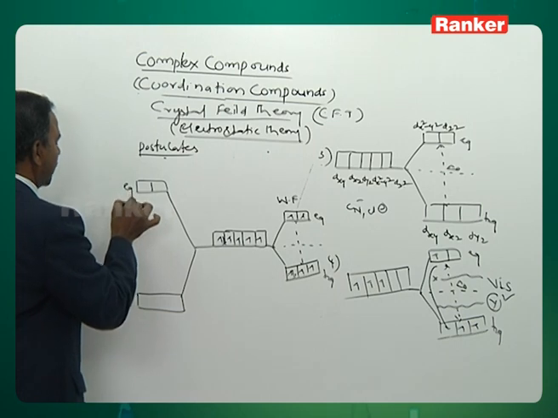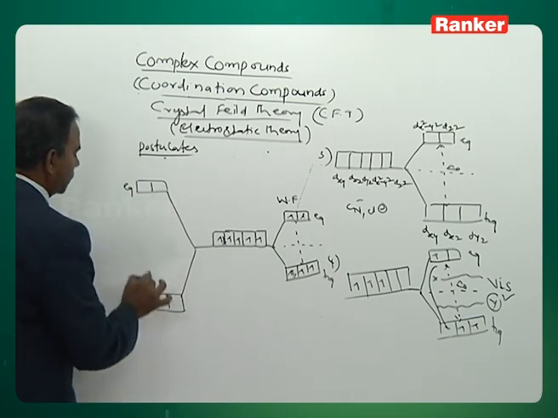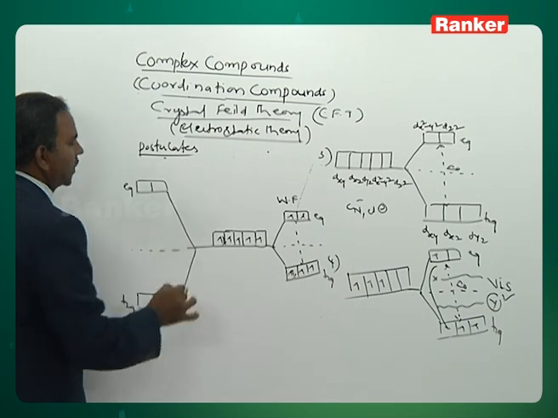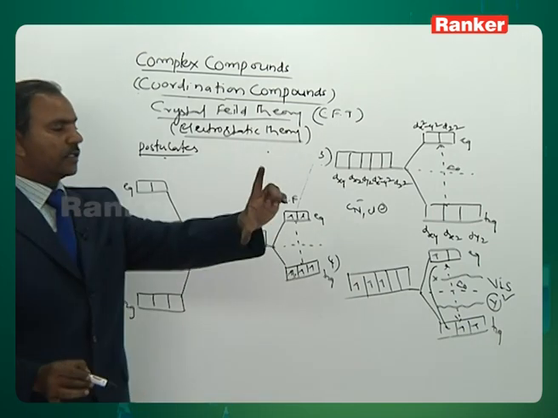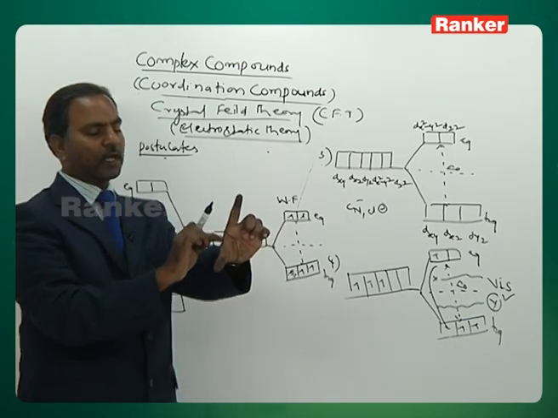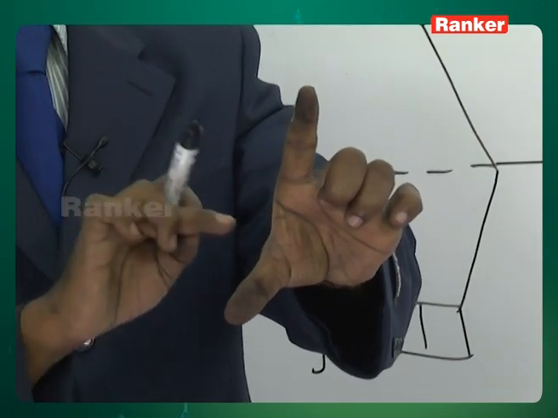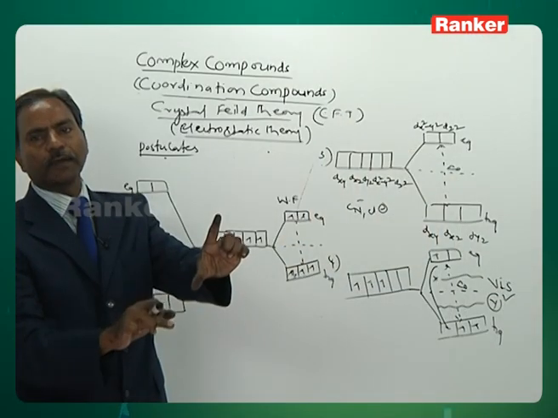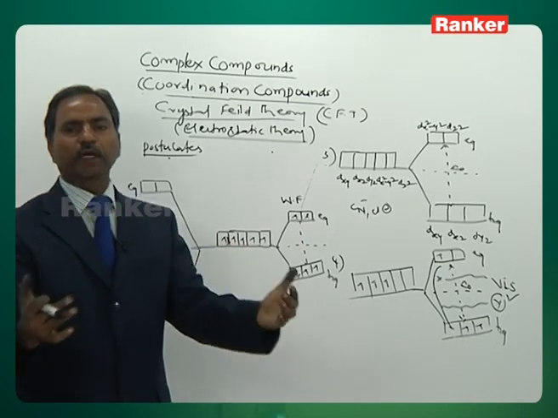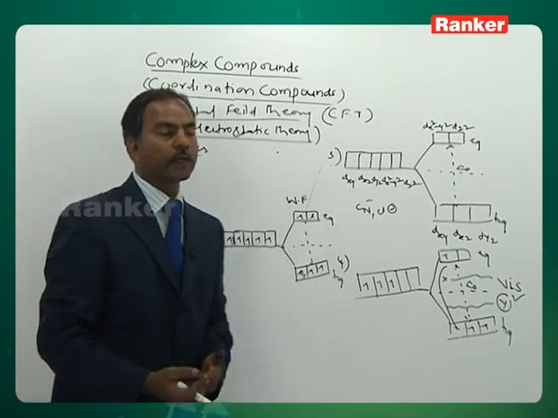You are clearly observing the eg orbitals and t2g orbitals. The energy difference is much larger compared to the other case. Once the energy difference is large, the electrons cannot enter into the higher energy level. The electrons have to enter into the lower energy level. Once all 6 electrons enter the lower energy level, the electrons get paired in the lower energy level, and the resulting complex is diamagnetic.